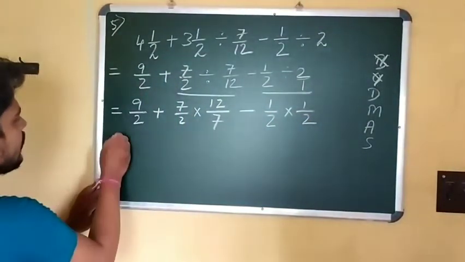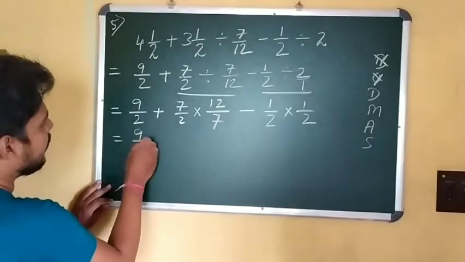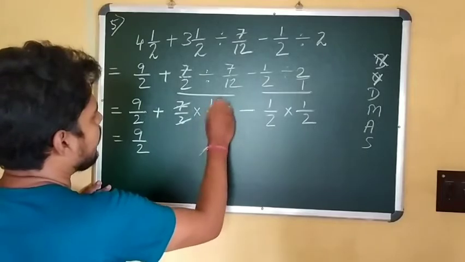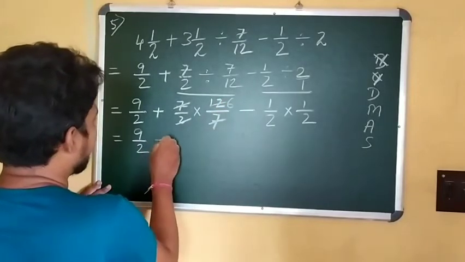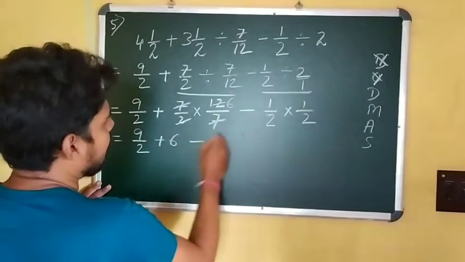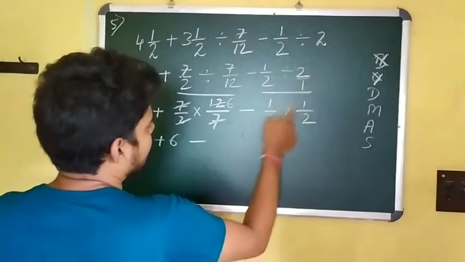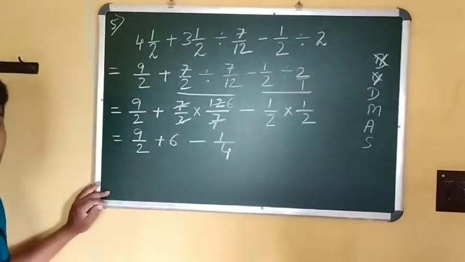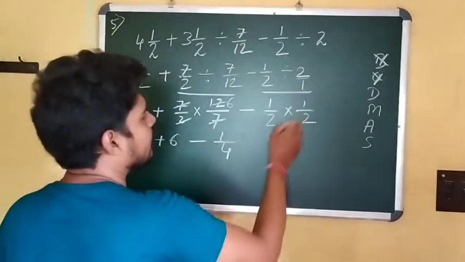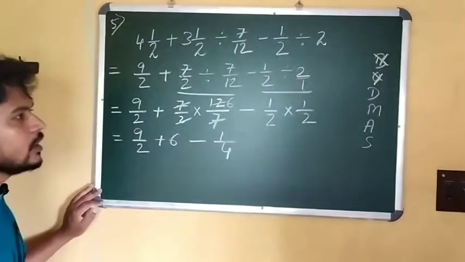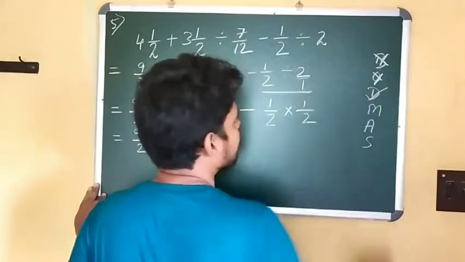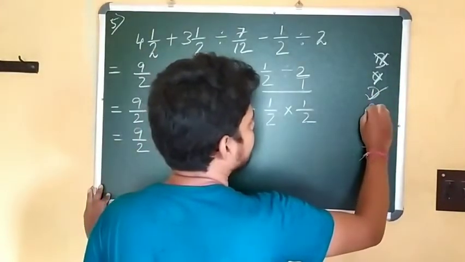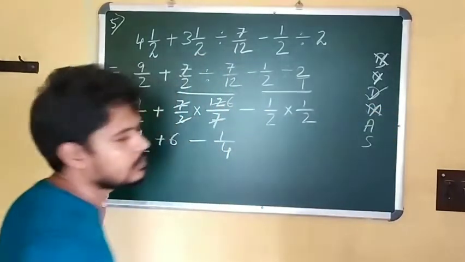Okay, now what to do? 9 by 2 you write down, you can see that 7 and 7 cut down, 2 and it will be 6. So 9 by 2 plus 6 minus here also 1 by 4. Okay, 1 into 1 1, 2 into 2 4. Now so division operation done, here is no multiplication sign. Okay, so you also cut down this.